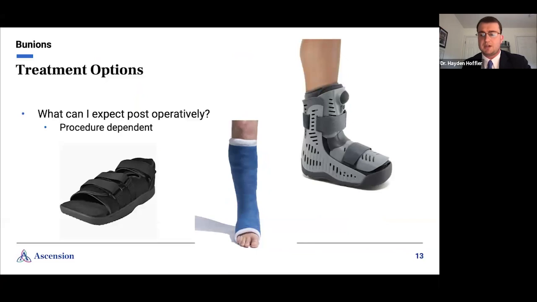So, what can I expect post-operatively? We'll dive in a little bit into each procedure, but in layman's terms, it just depends on which procedure. Generally, you're either in a boot or a shoe, or a splint or a cast post-operatively, but it is procedure dependent, as each procedure has different protocols.